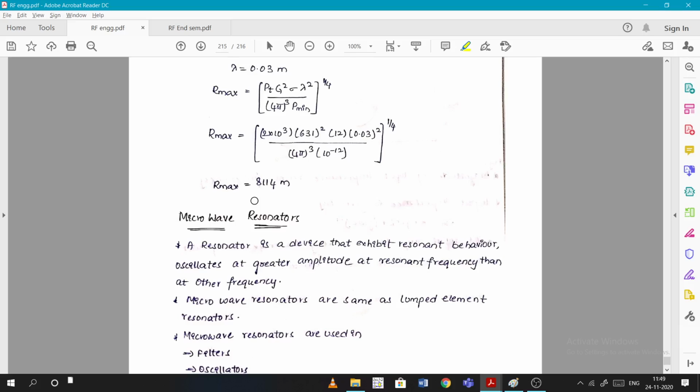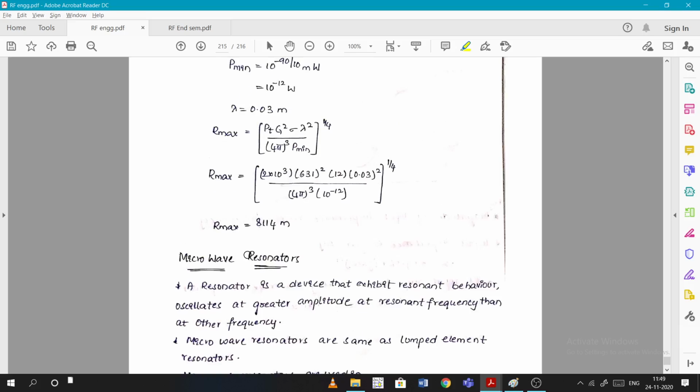Here, in the next chapter, we will see what microwave resonators are.